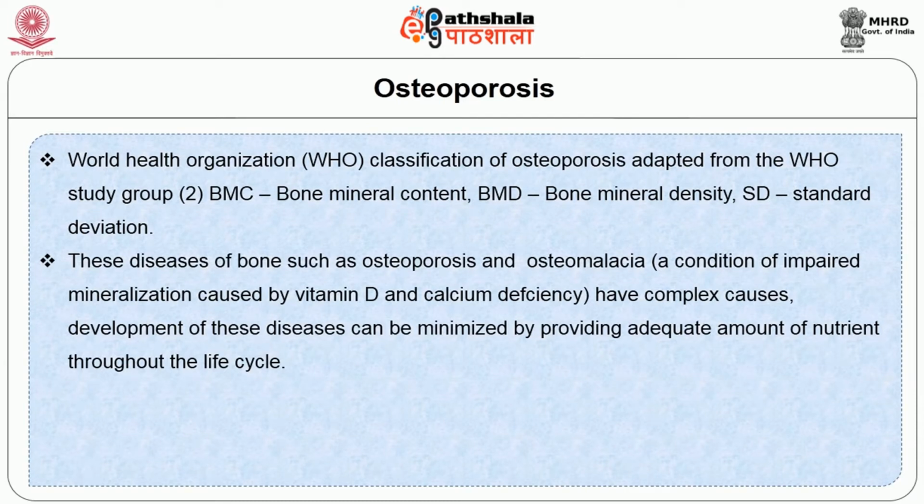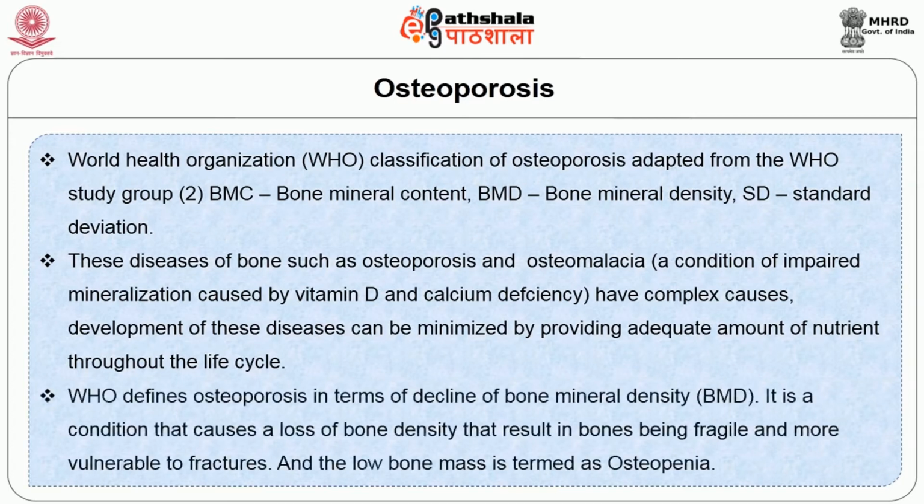These are diseases of the bone, such as osteoporosis and osteomalacia. Osteomalacia is a condition of impaired mineralization that is caused by vitamin D and calcium deficiencies. As I mentioned in the introduction, both of these have complex causes, and the development of these diseases can be minimized by providing an adequate amount of nutrients throughout your life cycle.